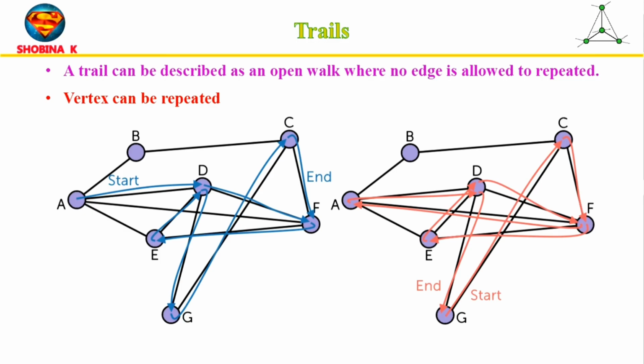The blue walk A, D, F, E, D, G, C, F on the left is an open trail, since no edge is used more than once and it is open. The red walk G, C, F, E, D, F, A, D, G on the right is a closed trail, since no edge is used more than once and it is closed. So for a trail, the important point is that a vertex can be repeated.